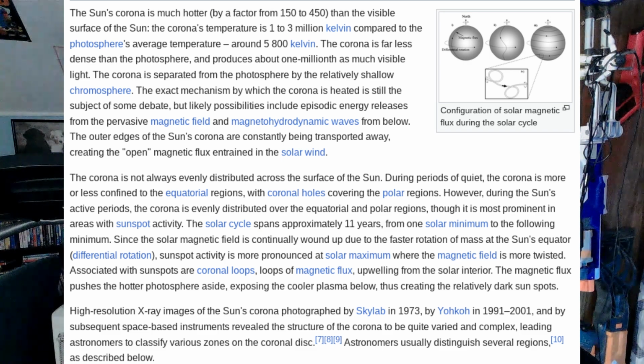The corona, however, is not always evenly distributed across the surface of the sun. During periods of quiet, the corona is more or less confined to the equatorial regions, with coronal holes covering the polar regions. However, during the sun's active periods, the corona is evenly distributed over the equatorial and polar regions, though it is most prominent in areas with sunspot activity. Since the solar magnetic field is continually wound up due to the faster rotation of mass at the sun's equator, sunspot activity is more pronounced at the solar maximum, where the magnetic field is more twisted.